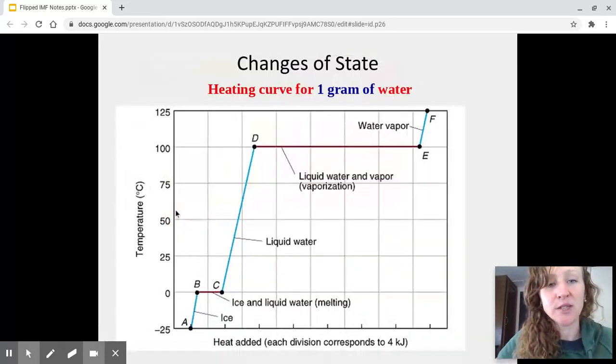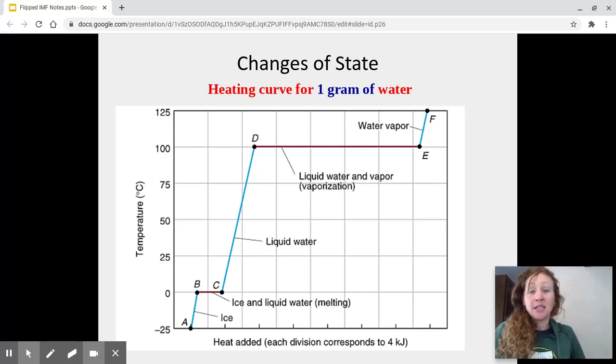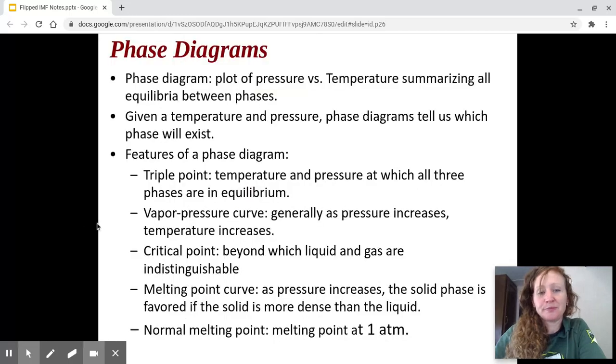Okay, here's a practice we'll do together. This is just a return to our heating curve. It's labeled a little bit better than our last one was, but it communicates the exact same information. Okay, so now we get into phase diagrams.